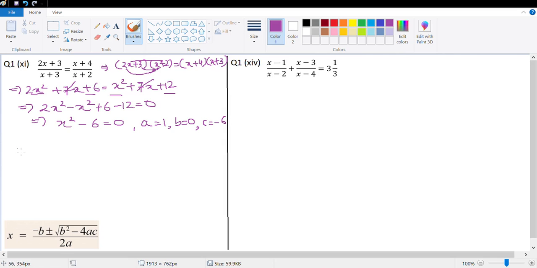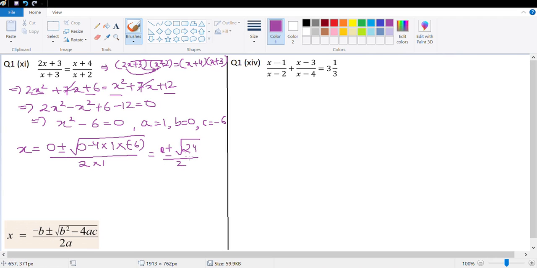So x is equal to minus b, which is 0, plus minus the square root of b squared, which is 0, minus 4 into a, a is 1 into c, which is negative 6, upon 2 into a, 2 into 1. So this would be 0, it doesn't matter. What we have is plus minus the square root of 0 minus 4 into negative 6, 0 plus 24, that's 24 upon 2.